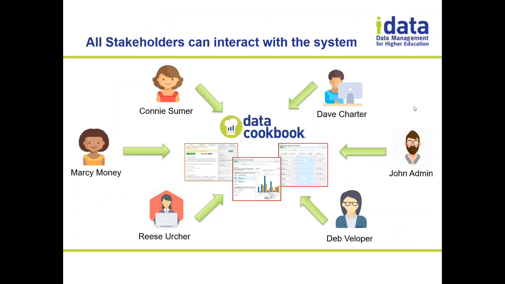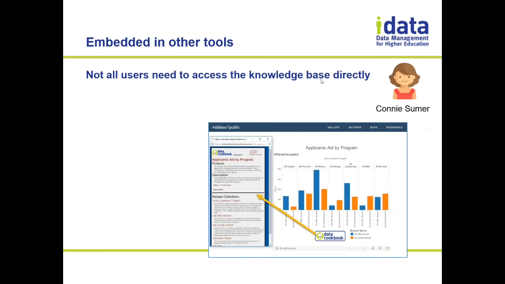All stakeholders can interact with the system, so it's something that Connie and Dave and John and Deb and Reese, all the stewards and the DBAs and the business office folks can all use it if they want. But at the same time, you don't have to use it. Because we have those APIs, Connie doesn't have to have a login to the cookbook. She can interact by having links in a Tableau report that pop up the information through the API right where she is, so she can see the details just in time of that report.